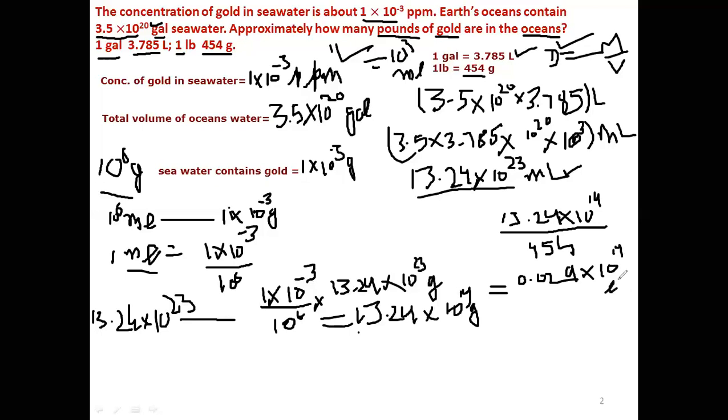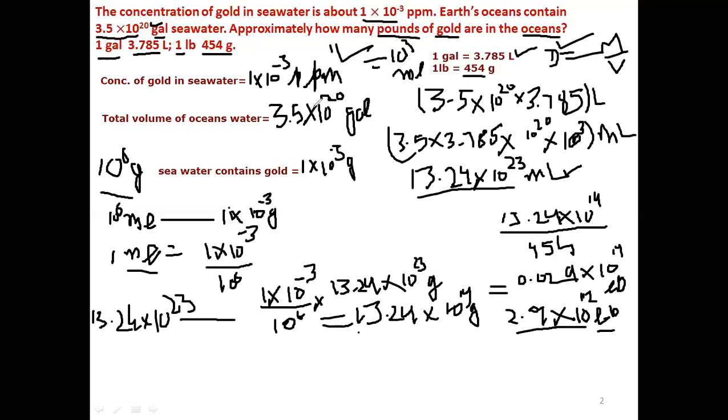This is pounds. Or we can convert it to 2.9, if we take 2 points right here, it will be 10 raised to the power 12. So this is the answer, this much pound. The oceans contain 2.9 into 10 raised to the power 12 pounds of gold. That was what we had to calculate. So it was quite an easy numerical.